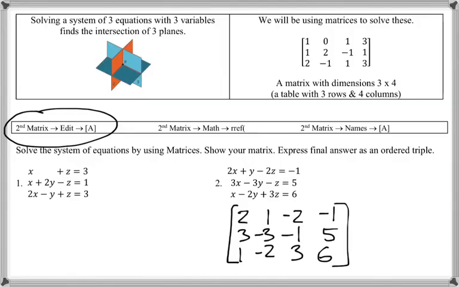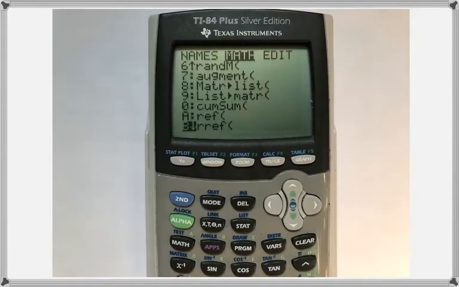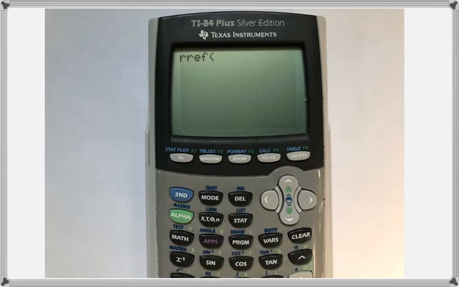And our second step is going to be to do the second matrix, math, RREF. So after you quit, you want to do the second matrix and then go over to math and all the way down to RREF. Then press enter. So you should have RREF on the home screen.